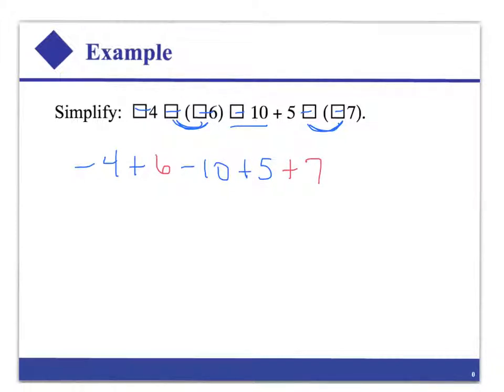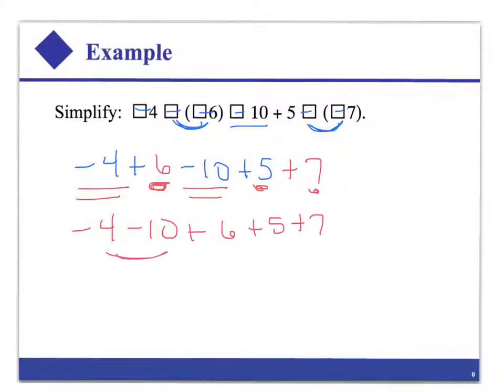Now you can rearrange it if you'd like, or you can just sort of go in order. A lot of people just rearrange it, so I'm going to put my negatives together here. So I have negative 4 minus 10, and then I have a 6, a 5, and a 7 that are positives.